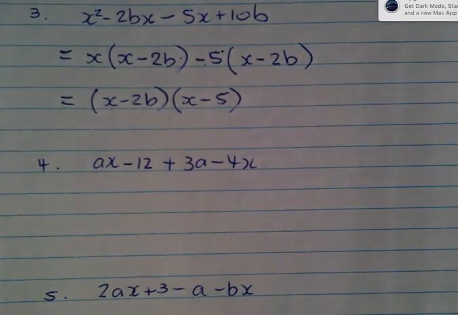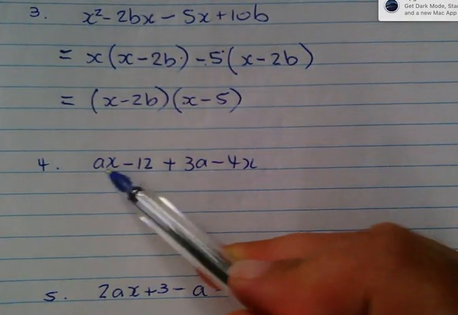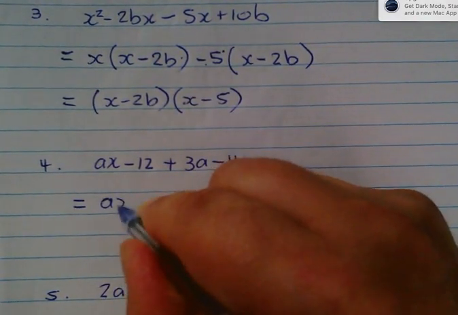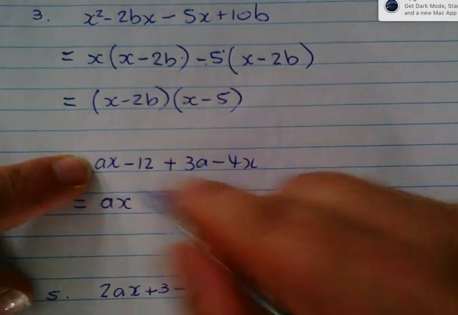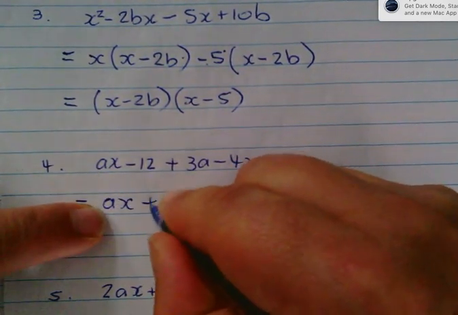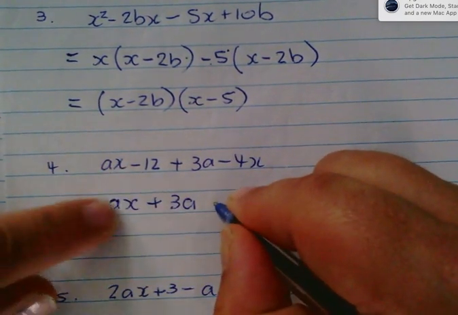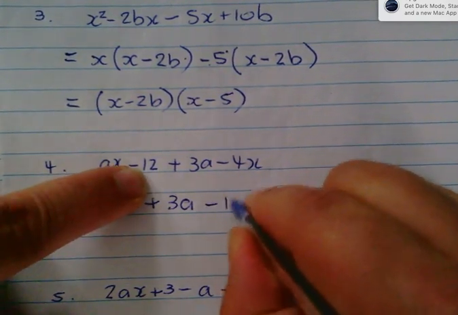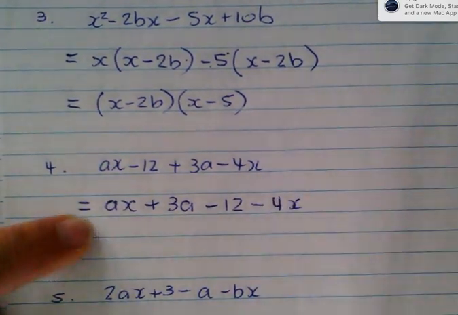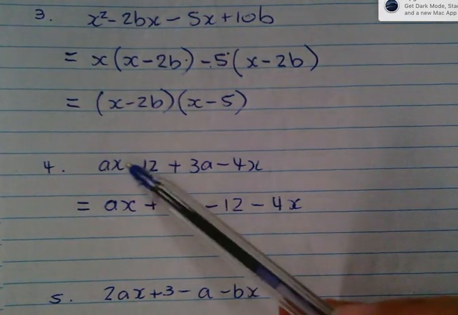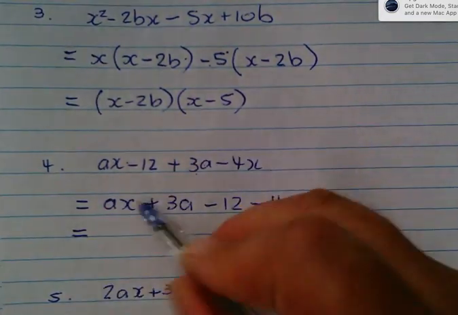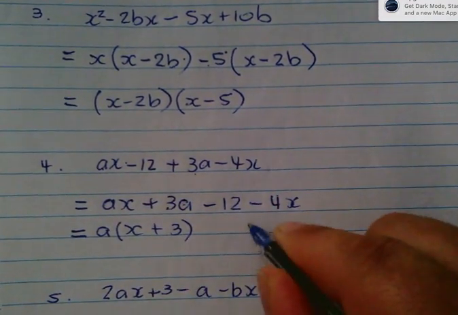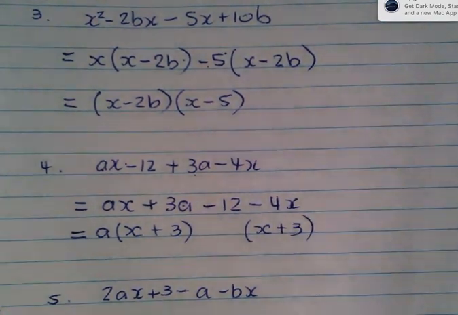Okay, now with the next one, I can't find a common factor between the first 2 terms. So when that happens, you have to rearrange the 4 terms. So I'm going to put this 3a next to the ax. So I've got ax plus 3a, and I'm going to go minus 12 minus 4x. So I've just rearranged them. Okay, so I've put the ax and the 3a together. So common factor here would be a, and then we've got x plus 3 in the bracket. Remember, the second bracket has to be x plus 3.